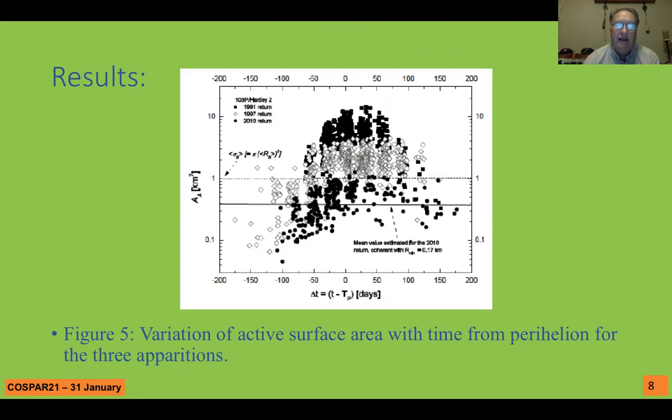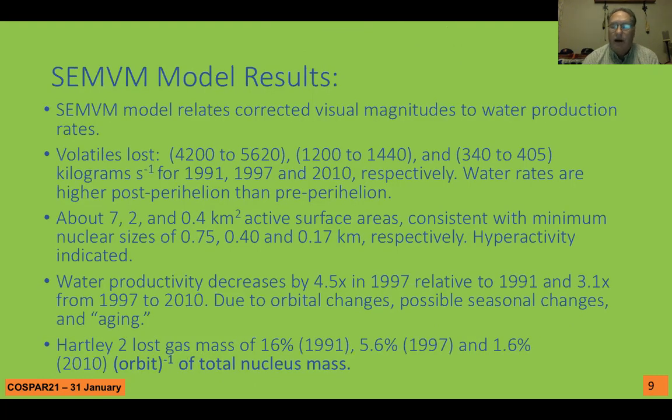And post-perihelion, in general, it stays higher. So our SEMVM model results show the correlation between the visual magnitudes and the water production rates. When we look at the volatiles that are lost, we can measure that in terms of kilograms per second for all 3 apparitions. And here we give the numbers that we get.